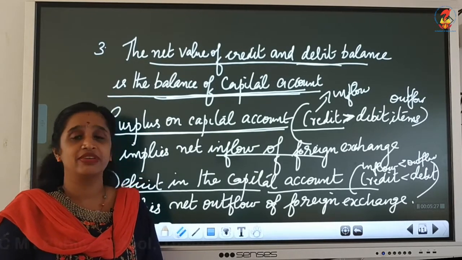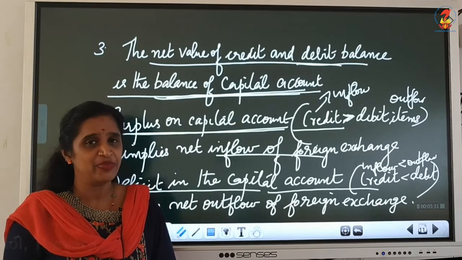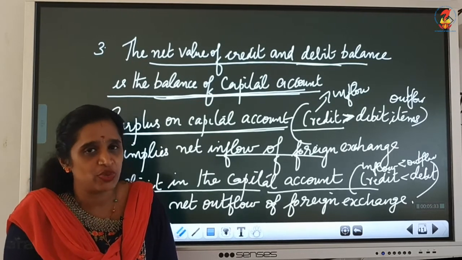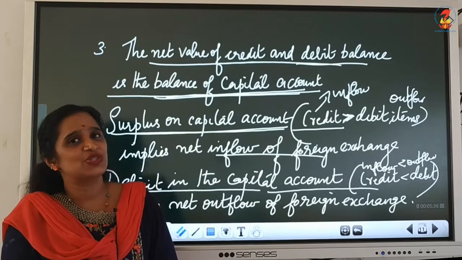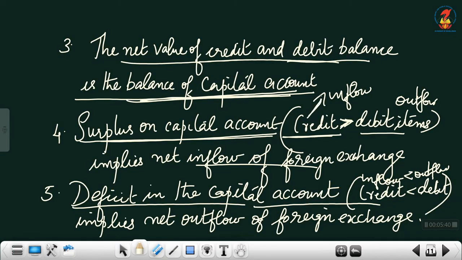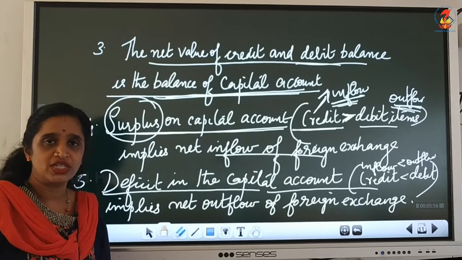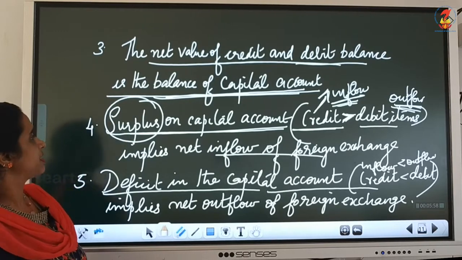When do we experience a surplus of capital account? When the credit is more than the debit, we can experience a surplus on the capital account. When credit is more than debit means what? Credit is inflow and debit is outflow. So when inflow is greater than outflow, there is surplus on the capital account, because inflow is more than outflow.